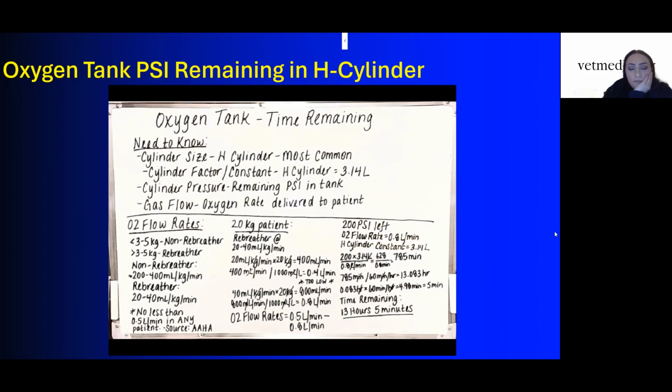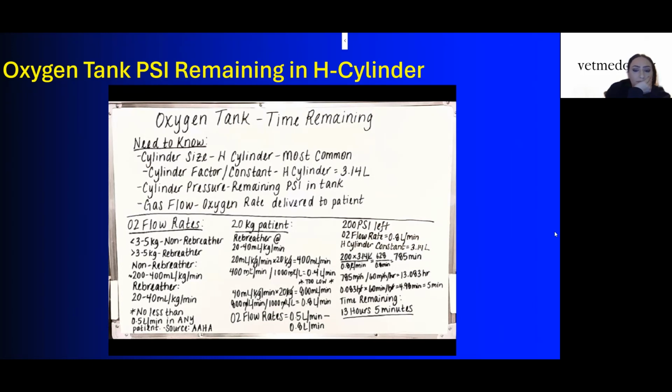So for a 20 kg patient, that's greater than 3 to 5 kgs. So they're going to go on a rebreather at 20 to 40 mils per kg per minute. And 20 mils per kg per minute times 20 kgs gives us 400 mils per minute, which is great, but we need it into liters per minute so that we can appropriately adjust our dials. So 400 mils per minute divided by 1,000 mils per liter equals 0.4 liters per minute, which is too low, because we just said no less than 0.5 liters per minute in any patient. So we'll be starting at 0.5 liters per minute.